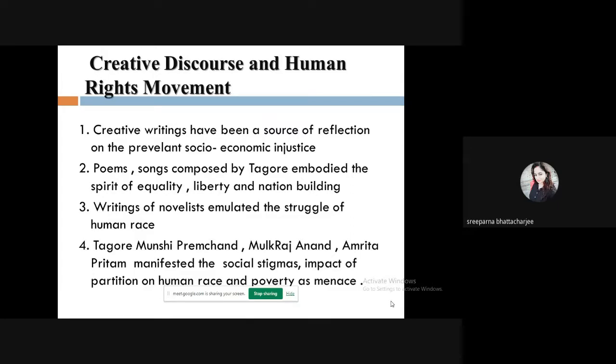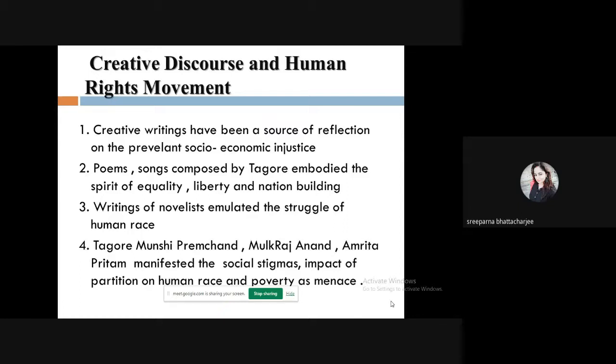Now, what is this creative discourse? These are the writings, okay? And here again, we find that movement is not always based on war, or not always the kind of face-to-face or physical protest that is organized. Movements are also sometimes silent. Movements are also based on our ideas, the way we represent our thoughts. All these things are also part of movement. That is why this creative discourse and human rights movement point has been included here.